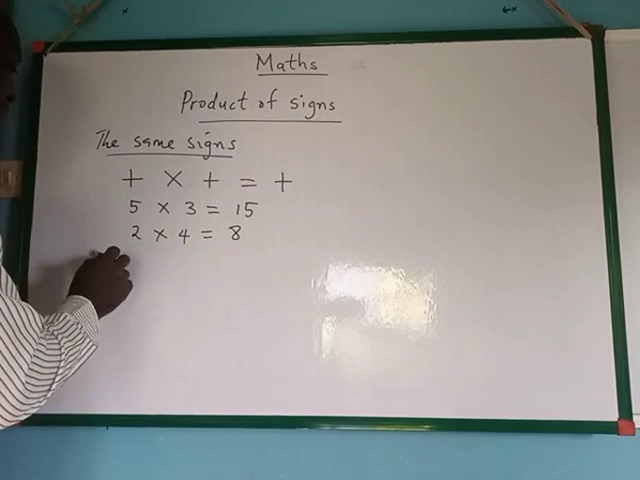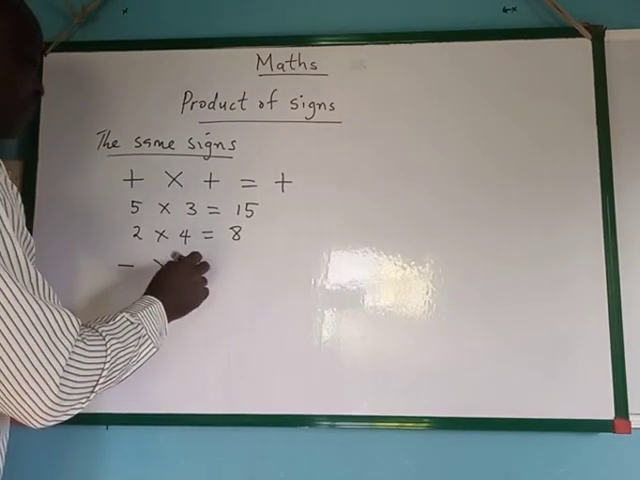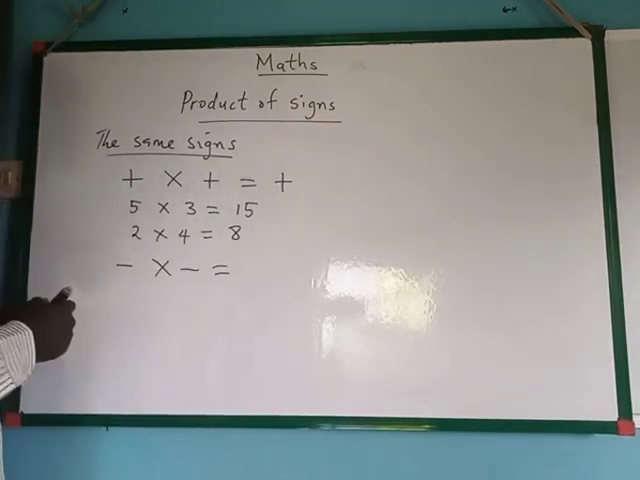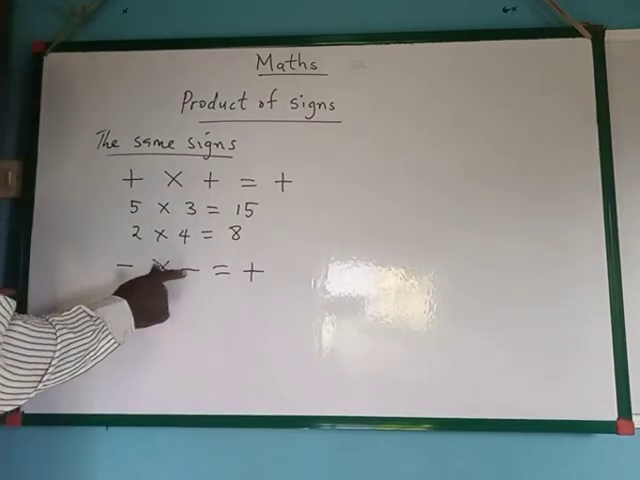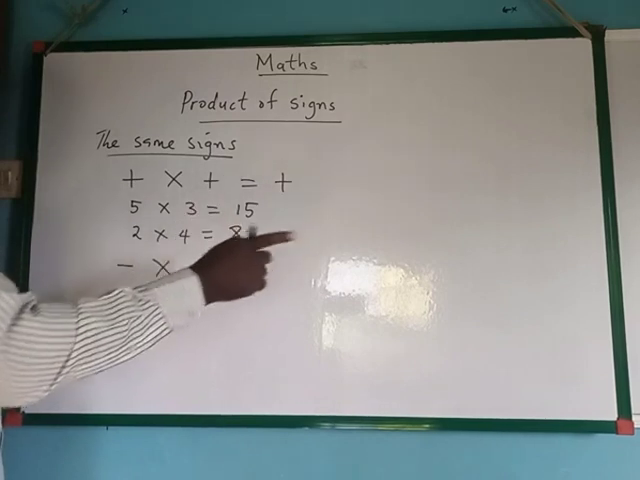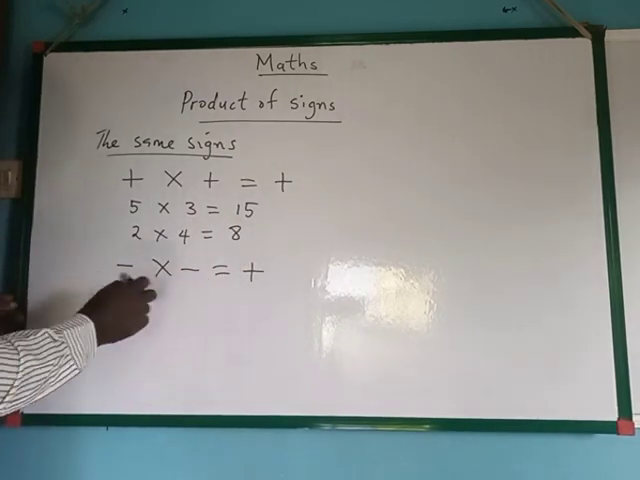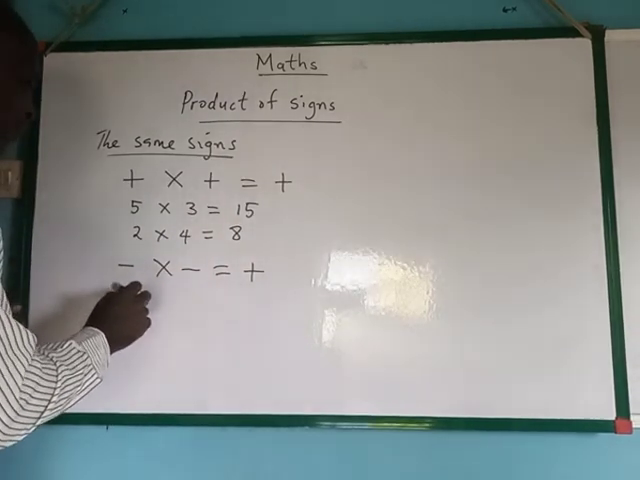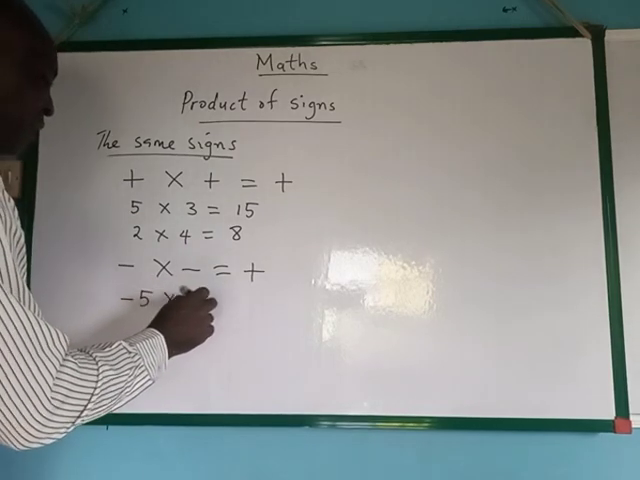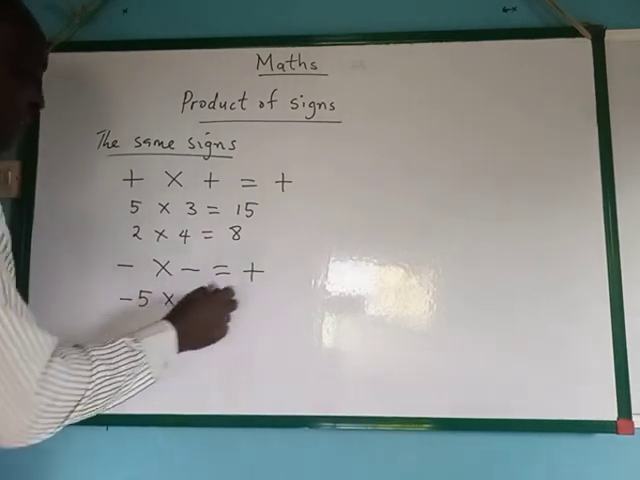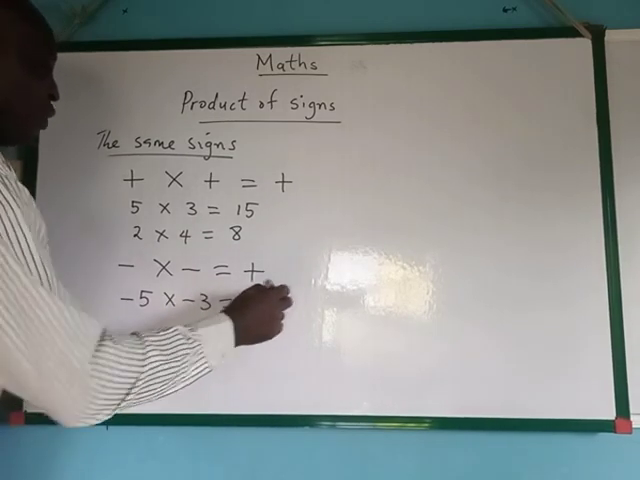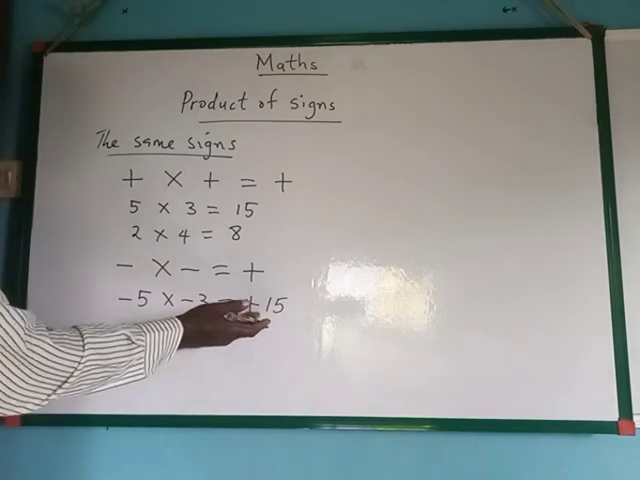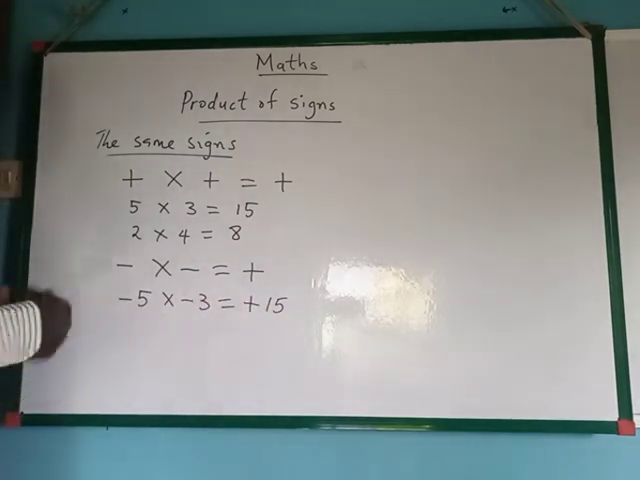So let us also have now minus times minus. What is the sign of the result? It is also plus. So minus multiplying minus is plus. The result is plus or positive. In this case, we have, for instance, minus 5 times minus 3. Minus times minus is plus. Then 5 times 3 is 15. You can actually write this as ordinary 15 without the plus sign. So it's still the same.